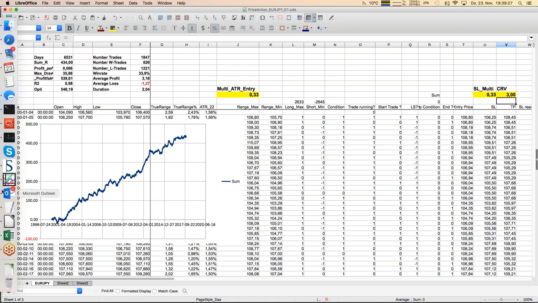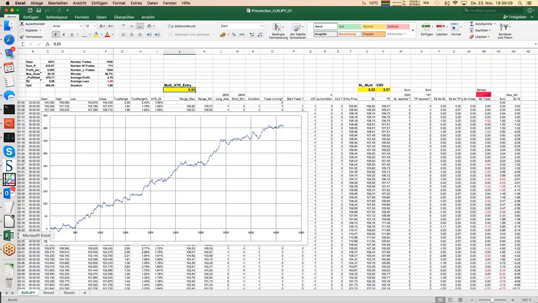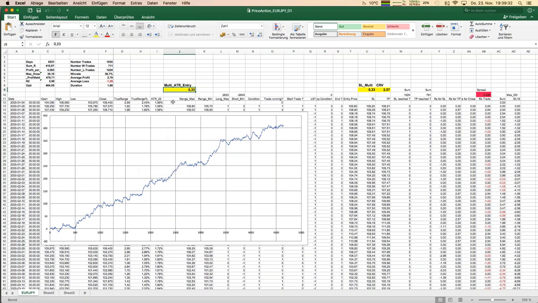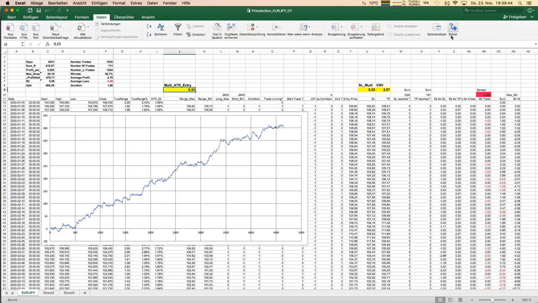What you might do is you might use the normal Microsoft Excel. And this is here the same example as before, euro, Japanese yen. And then you might use what is called the technique of solver. Solver is an optimization tool within Excel. You have to activate that in your base settings of Excel.